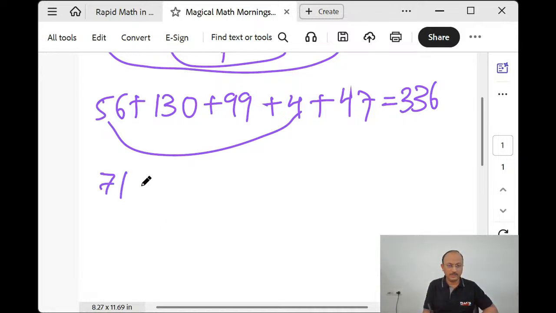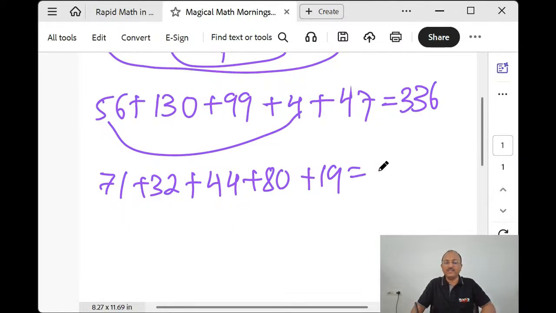71 plus 32 plus 44 plus 80 plus 19. Add this. Quickly. Yes. Very fast. Very good.